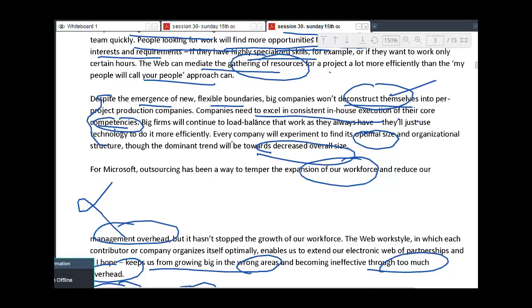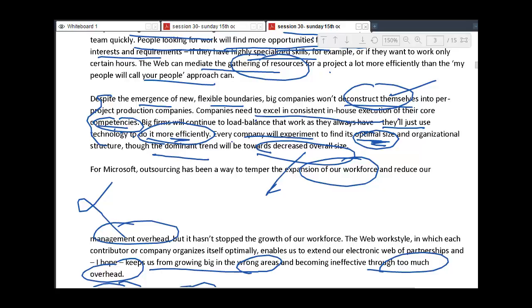They will just use technology to do it more efficiently. Every company will experiment with its optimal size, though the dominant trend will be towards decreased overall size. Why? Because they want to be as efficient as possible.